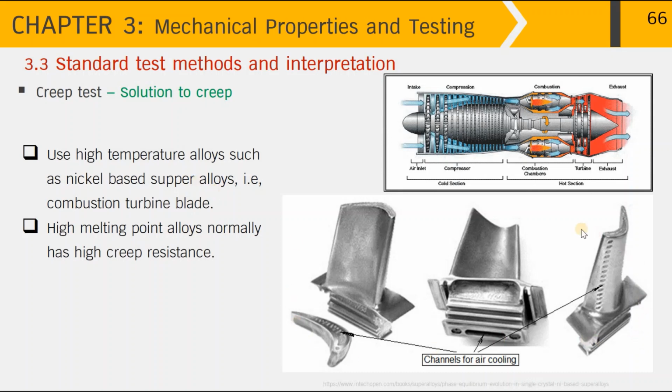As you can see in the picture down here, there would be other types of superalloys as well, like cobalt-based superalloys or ferrous-based superalloys. And this is because normally high melting point alloys will have high creep resistance or lower creep rate, and therefore can withstand the stress and temperature in service for a longer life.